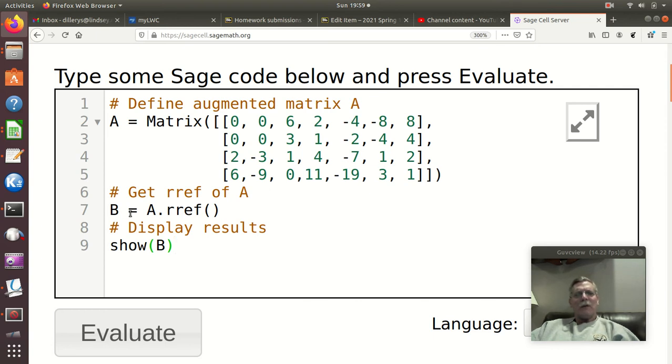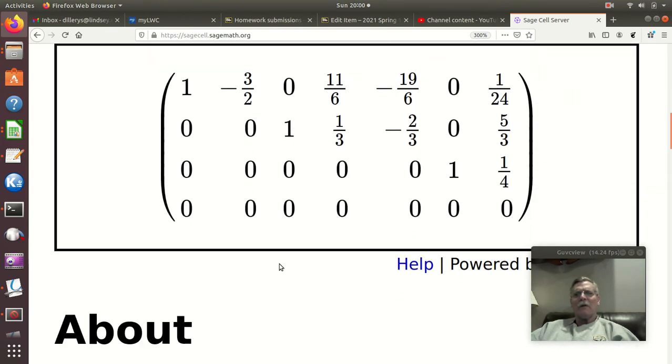And then I simply tell it, get the reduced row echelon form, assign that to B, and display those results of B. Now I could actually say show that thing, but I think it's a little better to break things up so we can see exactly what's going on with each statement. And so I hit evaluate and come down here, and there we go. I've got that same reduced row echelon form.